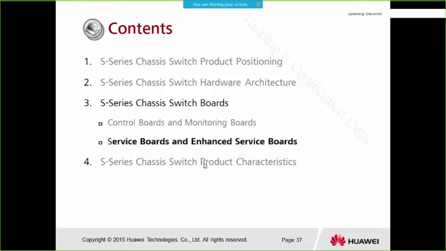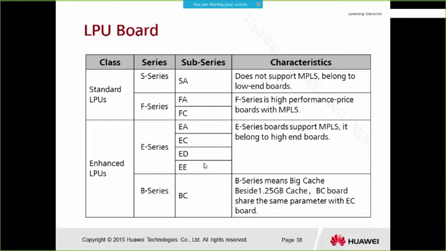Next, the service board and enhanced service board. For the LPU board, we can choose different types of interface cards to insert into the LPU slot. Basically, there are 2 classes, the standard LPUs and enhanced LPUs. In different classes, there are some sub-series. This series doesn't support MPLS, so it belongs to the low-end boards. And the F series is a high-performance-price board with MPLS function. The E series supports MPLS and belongs to the high-end boards. The B series means big cache, beyond 1.25 gigabytes of cache. So the BC board shares the same parameters as the EC board.